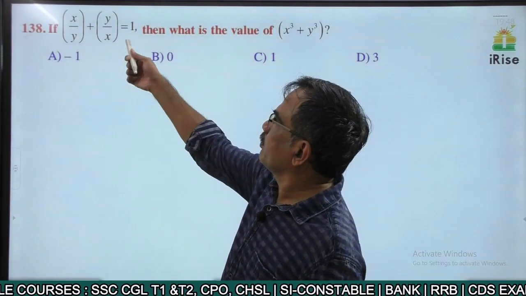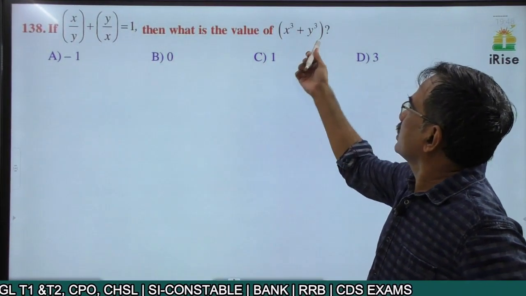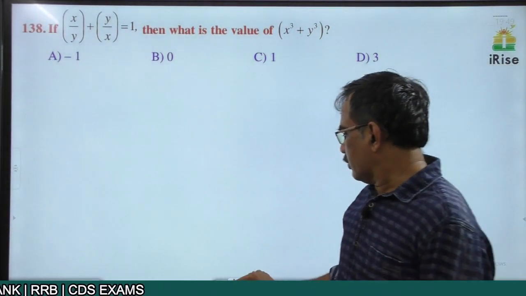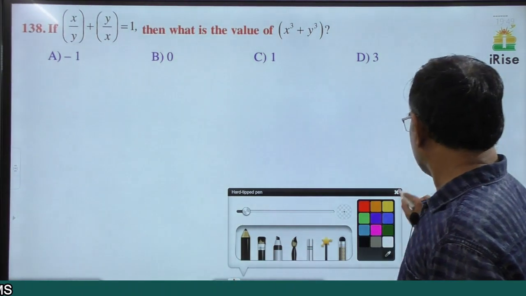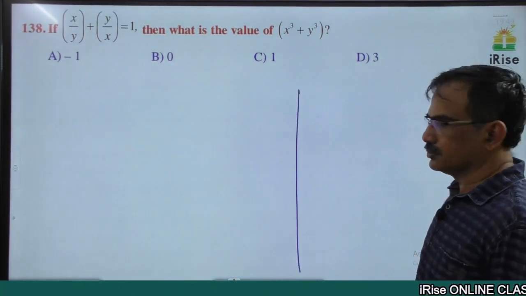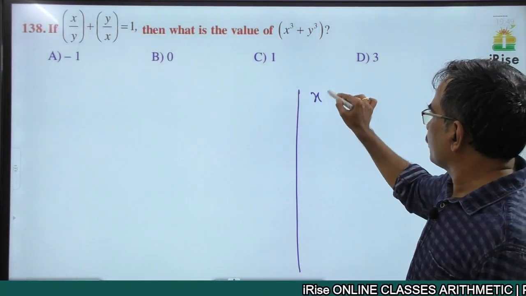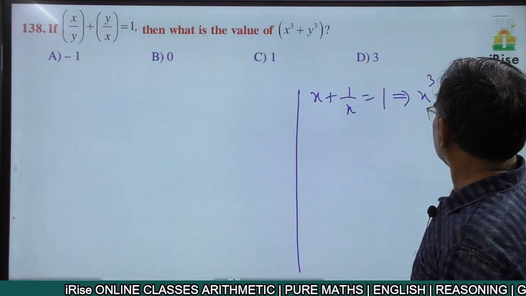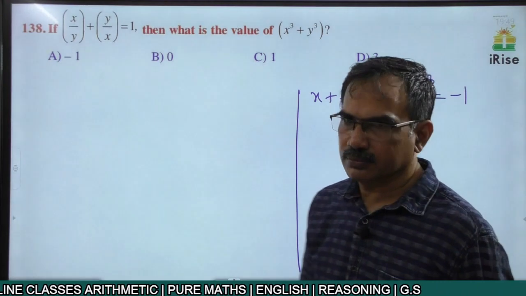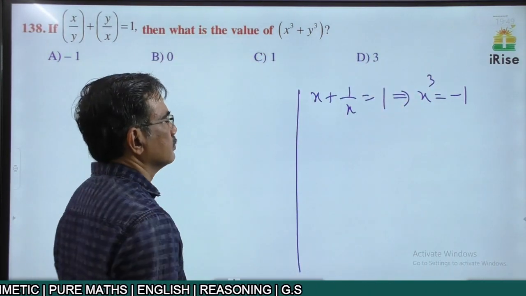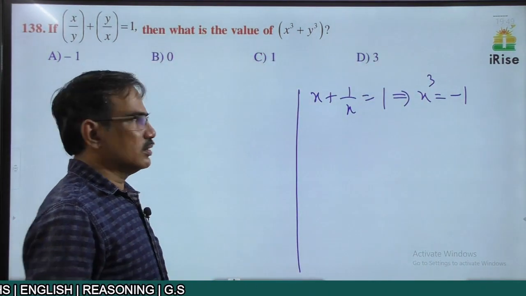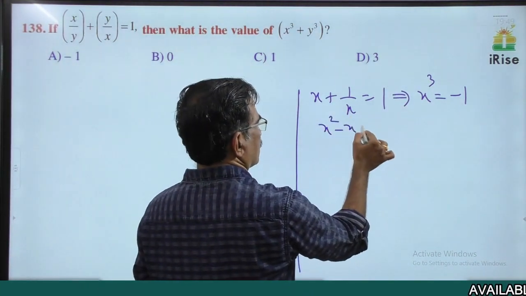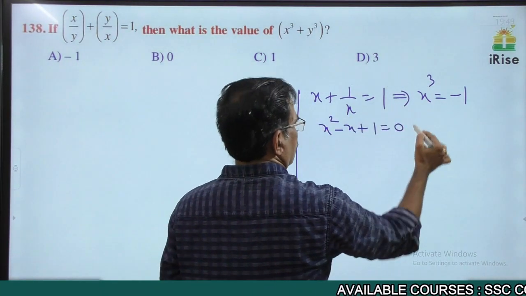If x by y plus y by x is equal to 1, what is x cube plus y cube? Here I want to give one important condition. If x plus 1 by x is equal to 1 is given, then x cube is equal to minus 1. Already I have given this one. Or this can also be written like this: x square minus x plus 1 is equal to 0.